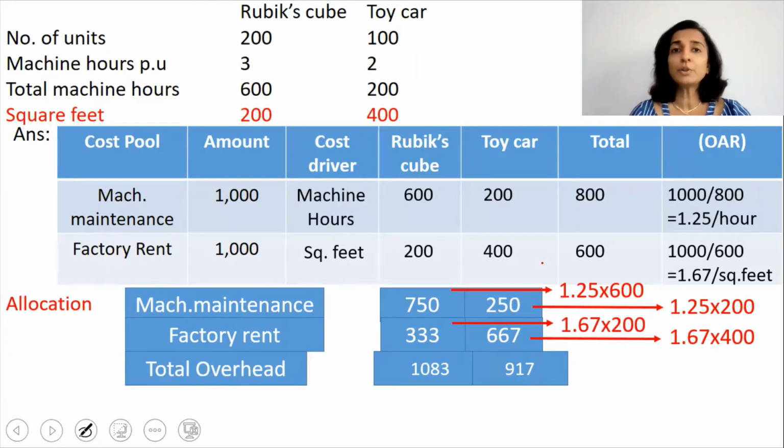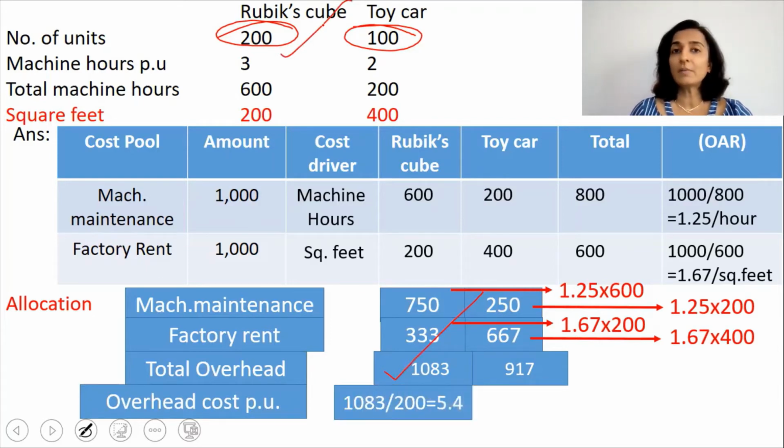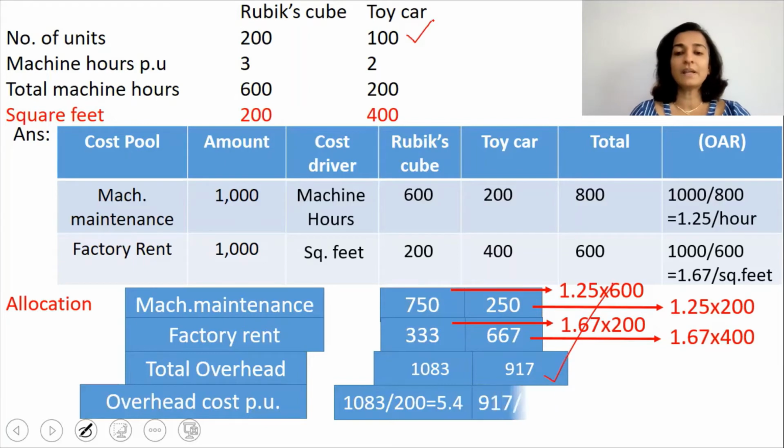And how do you find out the overhead cost per unit? Simple. You have to just divide it by the number of units. The number of units of Rubik's Cube is 200 and that of the toy car is 100. So next, overhead cost per unit is 1083 divided by 200 for Rubik's Cube, giving an amount of $5.4 per unit. And for toy car, it is $917 divided by 100 units, giving an amount of $9 per unit.